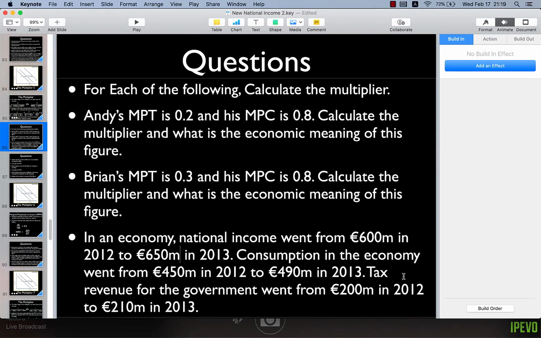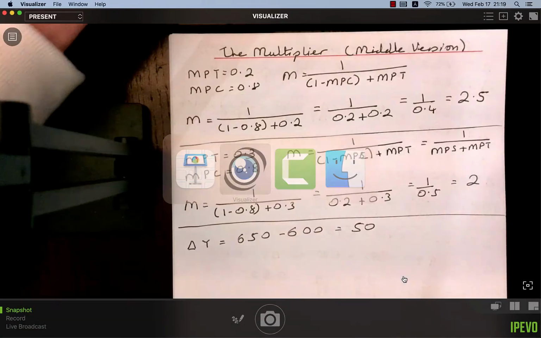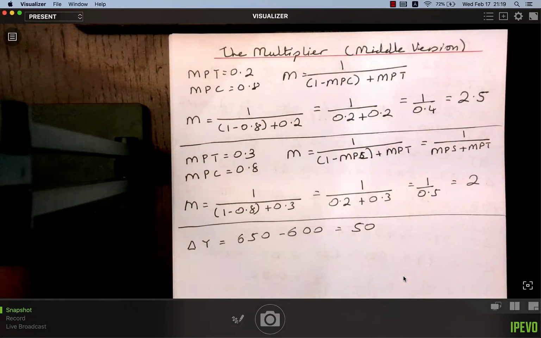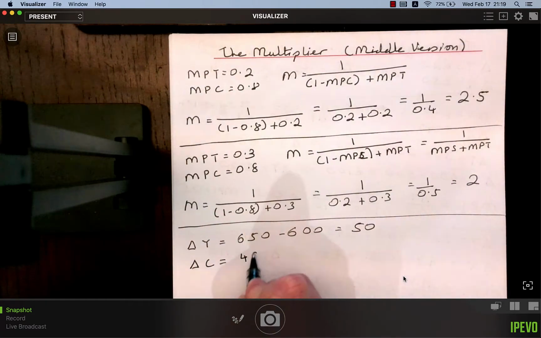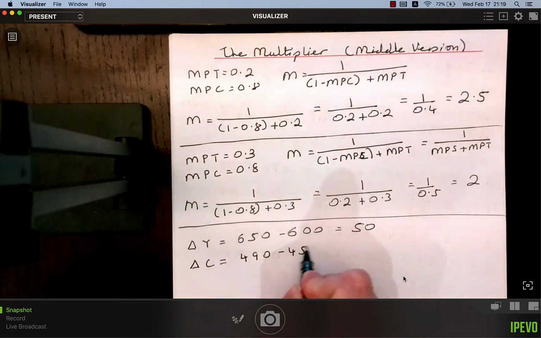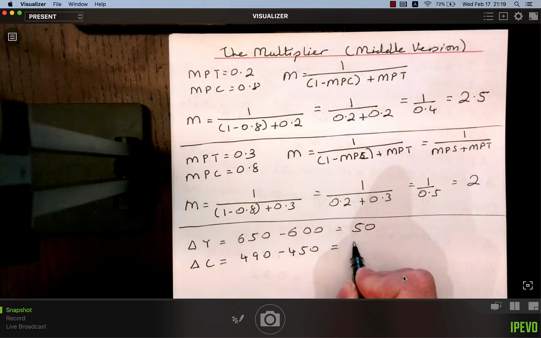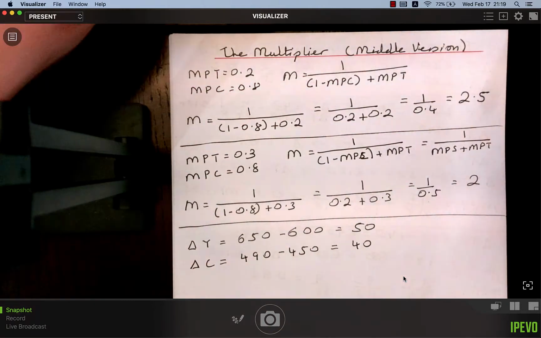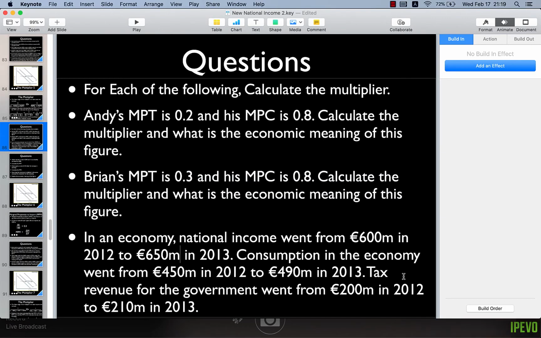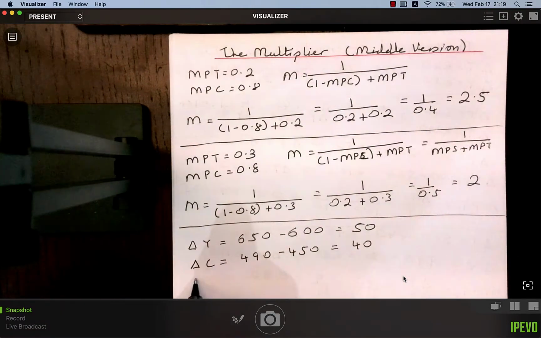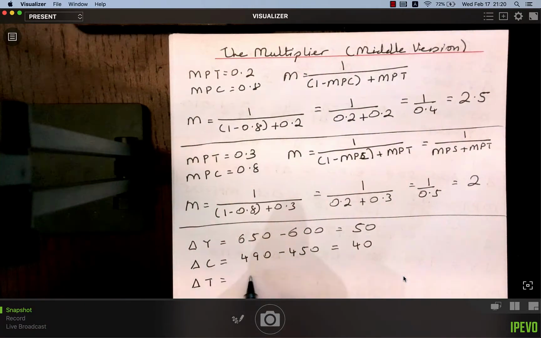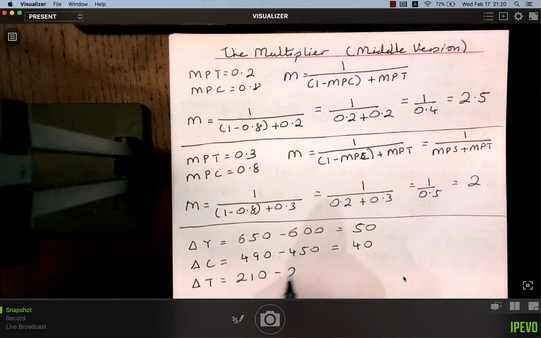Consumption in the economy went from 450 to 490. So the change in consumption equals 490 minus 450, and that equals 40. Okay, very good. That's the change in income, that's the change in consumption. And the change in tax revenue went from 200 million to 210. So the change in taxes equals 210 minus 200, which is 10.